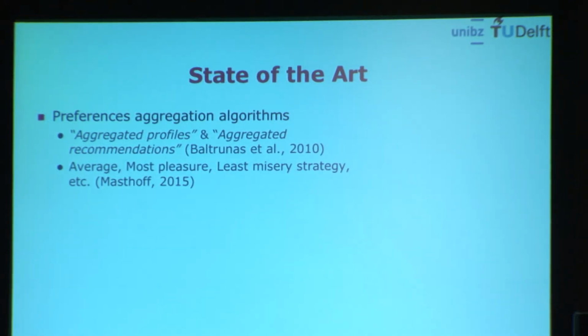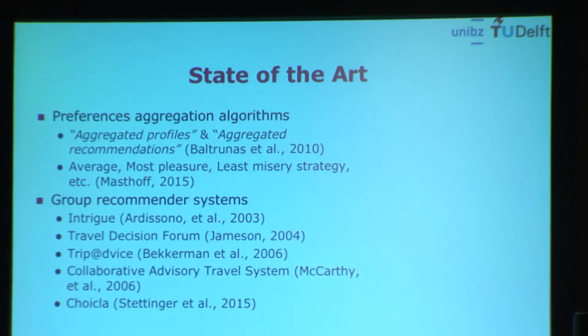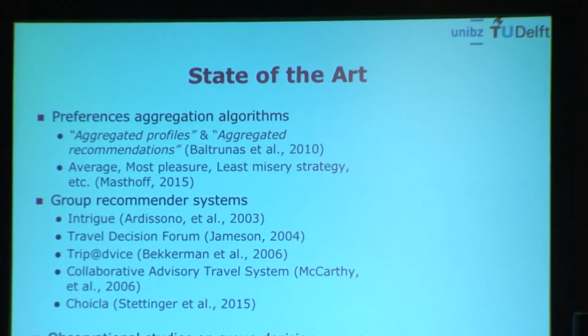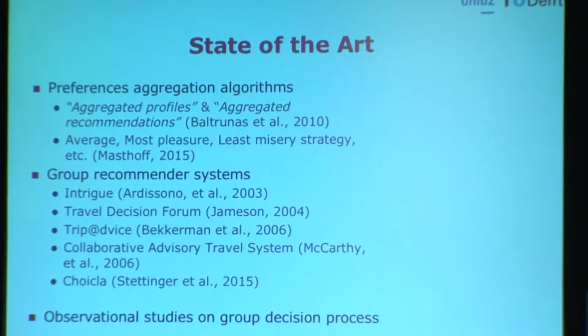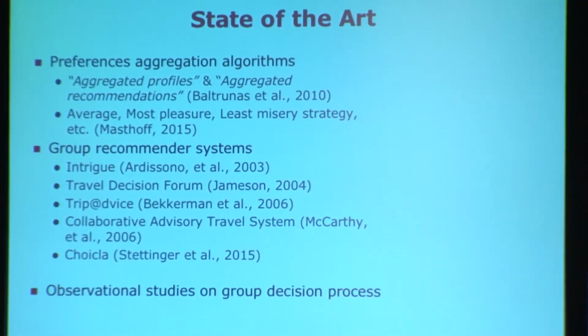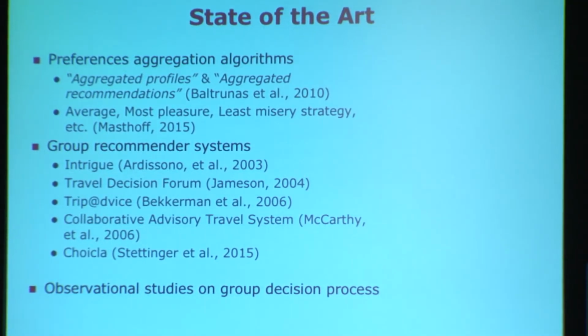Many aggregation techniques have been developed and emerged from social choice theory. A part of the work has also included group decision and negotiation support. And there are also some observational studies, but very simplified ones, done in the context of group recommender systems, such as when they asked participants, how would you recommend to this group of people, for example, what to watch?